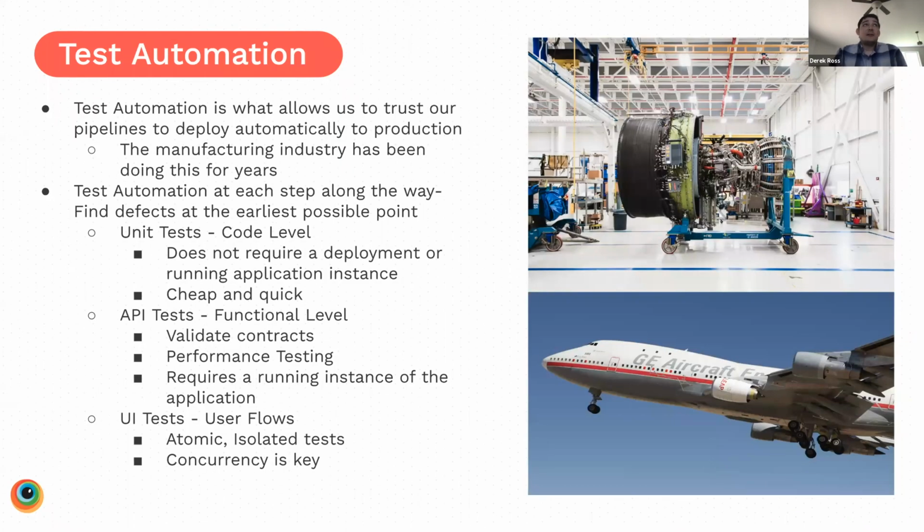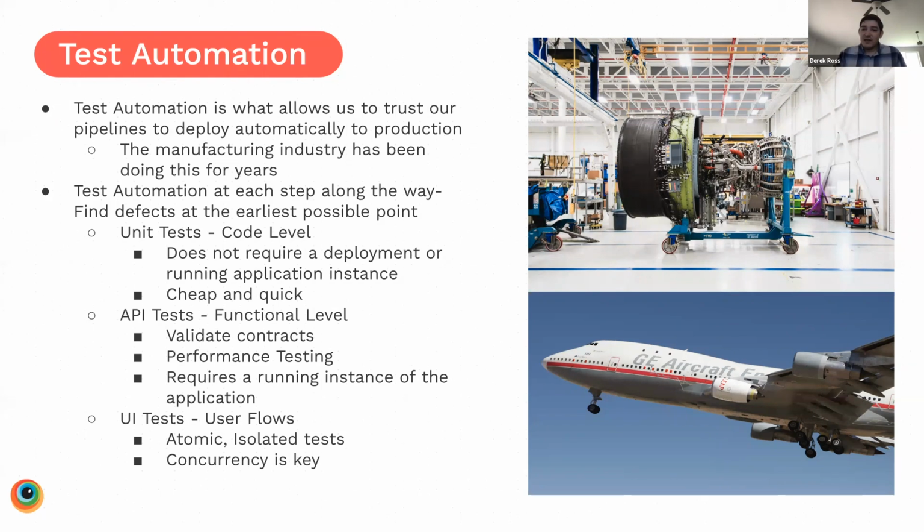Finally, there's test automation. Once we get that good foundation, that nice assembly line of code, we can actually start using our test automation to trust our pipeline. Test automation is what allows us to trust our pipelines to deploy automatically through the environments and hopefully ultimately to production. And the funny thing is we find this very hard, and we've been thinking about this for years as a software industry on how to best do this.